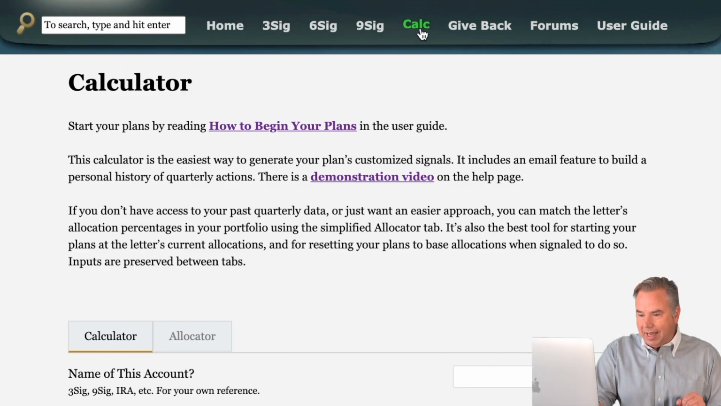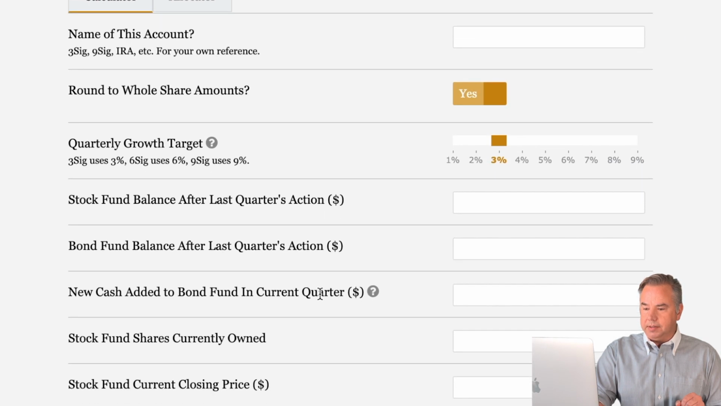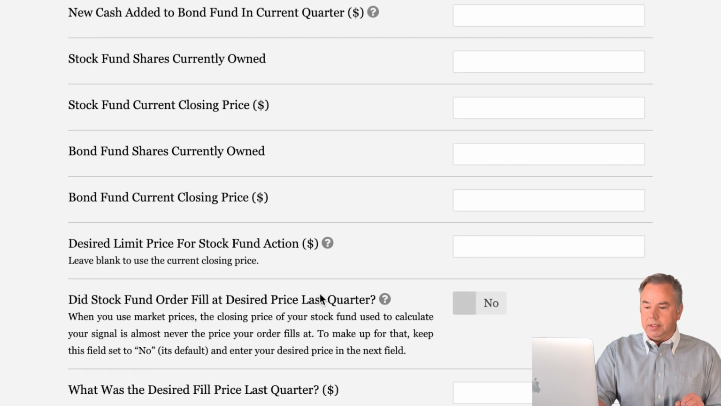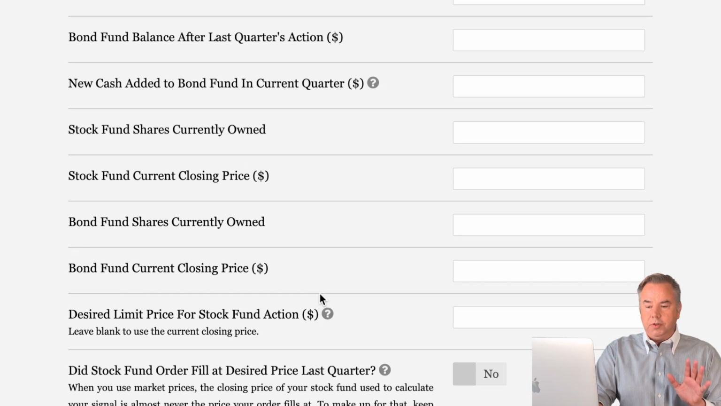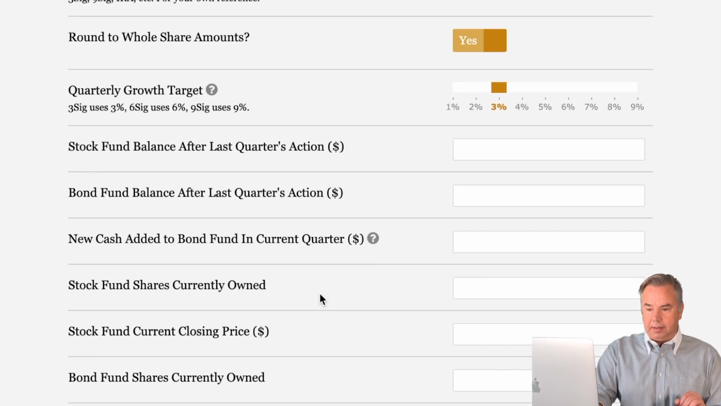To start, you log into the subscriber site and you just come over here to Calc up here in the menu. That'll get you to the page you see on your screen right now. You can see that it starts on the Calculator tab where I'm moving my cursor here. And right next to it, let me just show you. The Calculator tab takes extra information. It takes all the information needed to generate the full signals that I show in the letter.